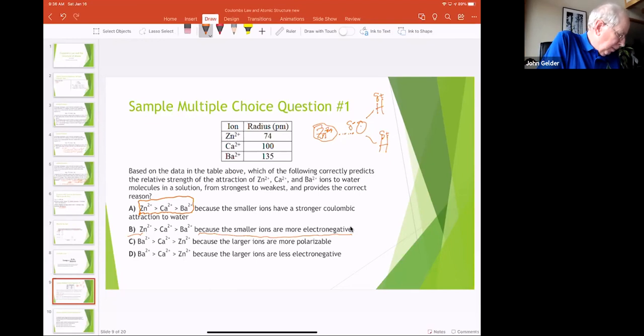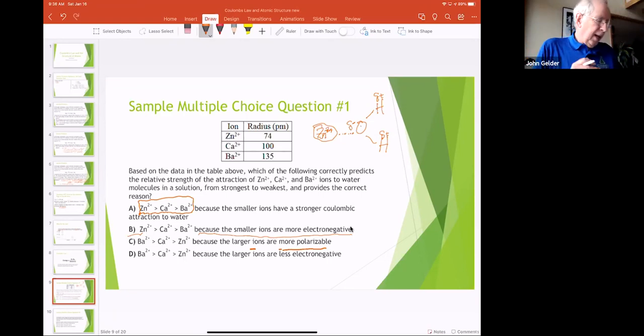Part C, the larger ions are more polarizable, which is also true. But in this particular case, the reference is to an ion dipole interaction. Largeness, because the distance is in the denominator, is an inverse relationship. So largeness is associated with weakness, not with strength. And again, we've got the electronegativity concept associated with ions in part B.